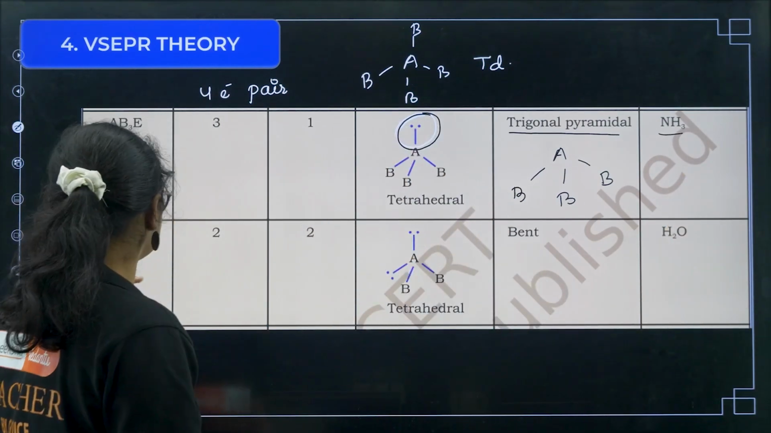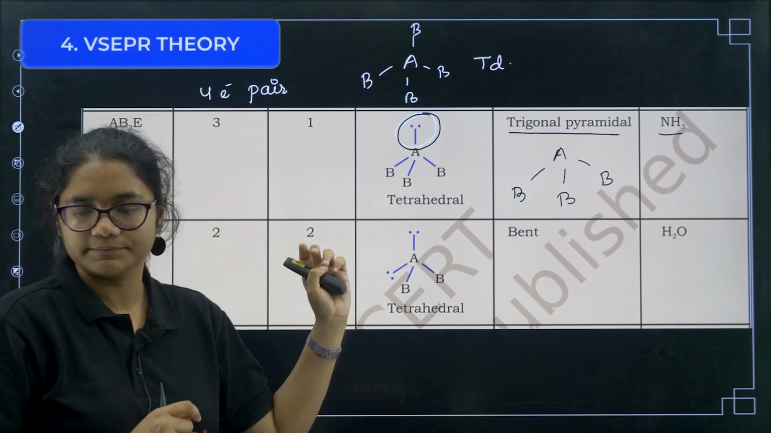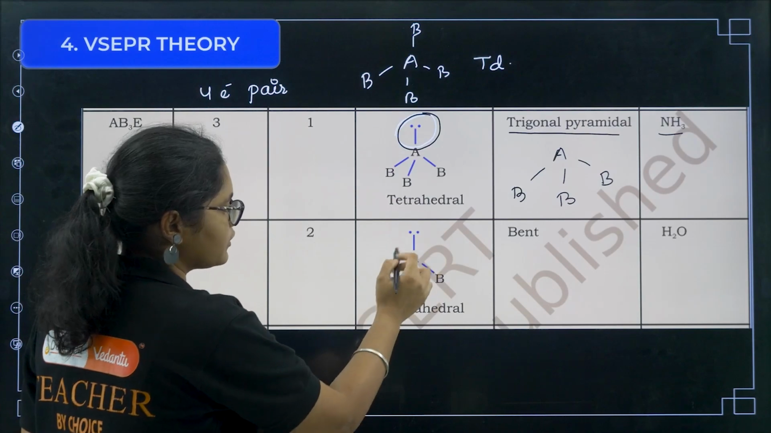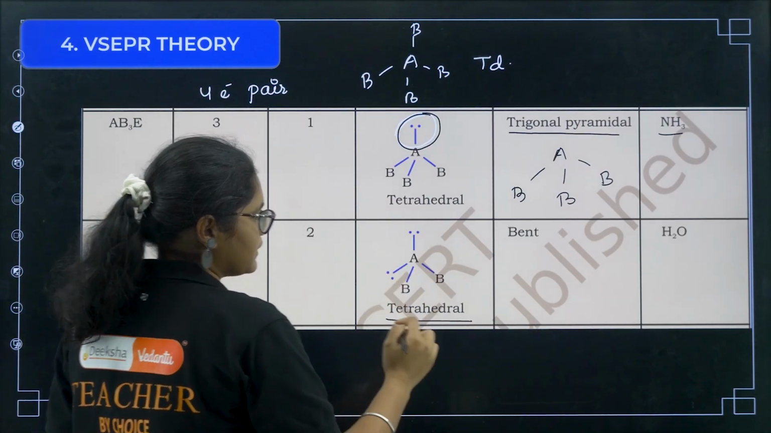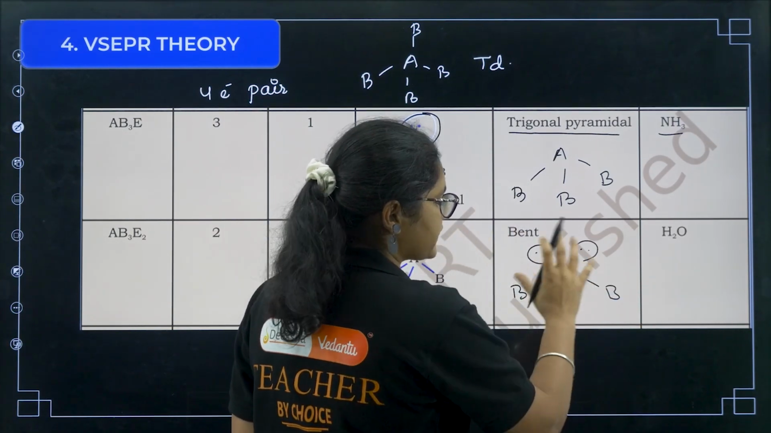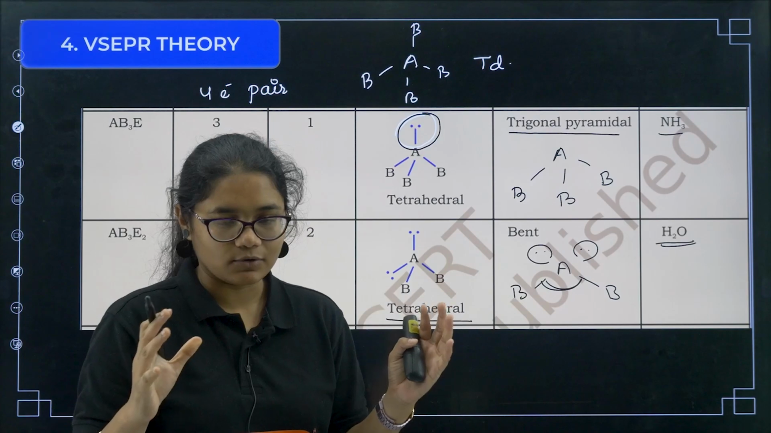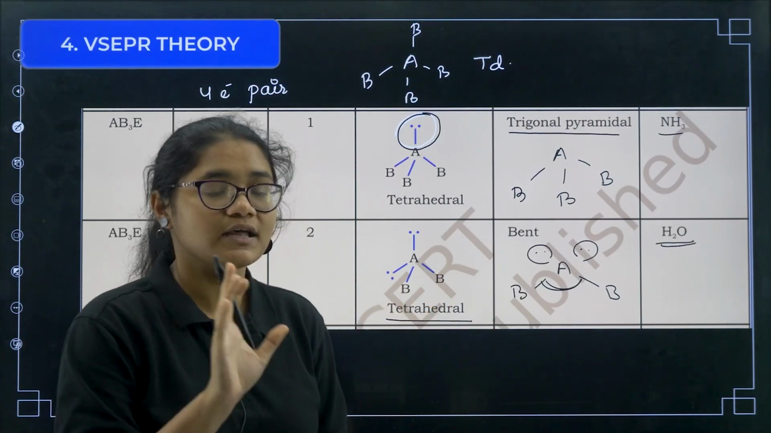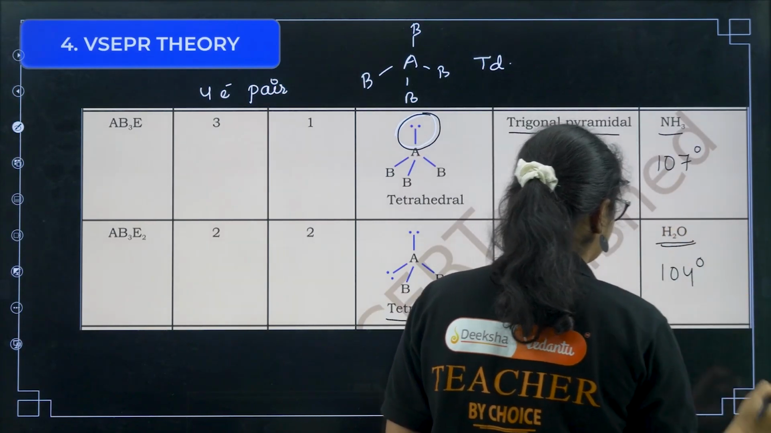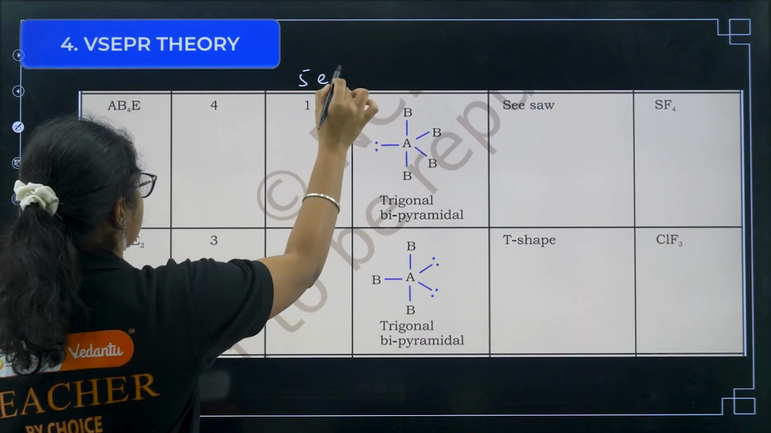Now coming to the next one, that is 4 electron pairs: 2 bond pairs and 2 lone pairs. Here also we can ignore the lone pairs, so electron geometry is still tetrahedral, but the shape is like this: A, B, B, and we have 2 lone pairs here. So again, this is a bent shape. An example is H2O. The bond angle of normal tetrahedral without any distortion is 109 degrees. In NH3, due to this distortion, it is 107 degrees, and in H2O it is 104 degrees.